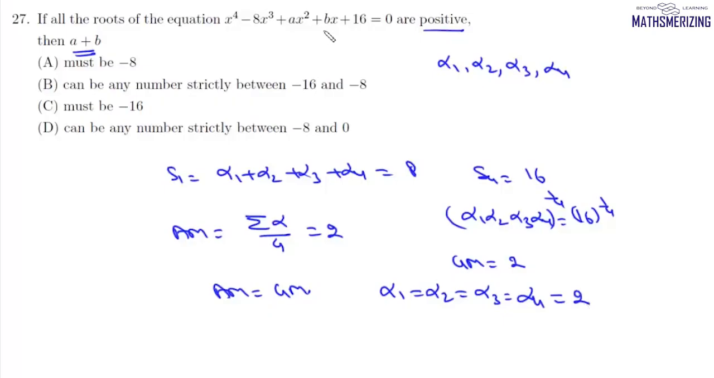Now we need to find the value of A and B. Now A is the summation alpha beta. Now how many terms do we have in this cyclic summation? We have 4 roots, so it will be simply 4C2, and then for each term we'll have this value as 2 into 2. So this value will be 6 into 4, and that is 24.